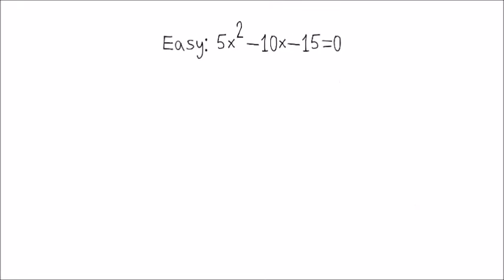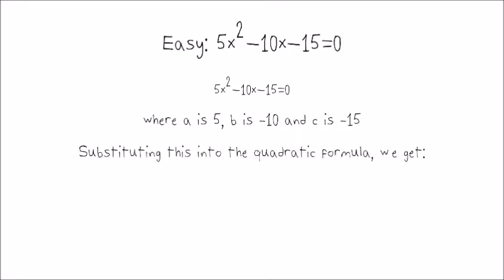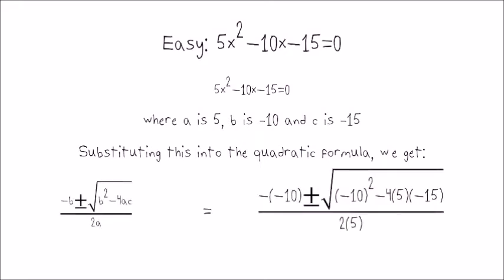For an easy problem, which is 5x squared minus 10x minus 15 equals 0, where a is 5, b is negative 10, and c is negative 15, substituting this into the quadratic formula, we get negative b plus minus square root of b squared minus 4ac all over 2a.